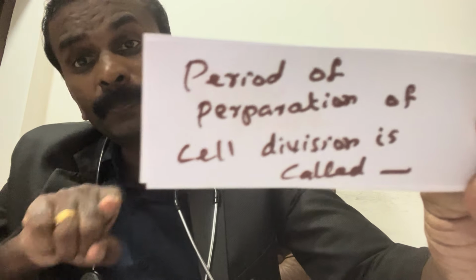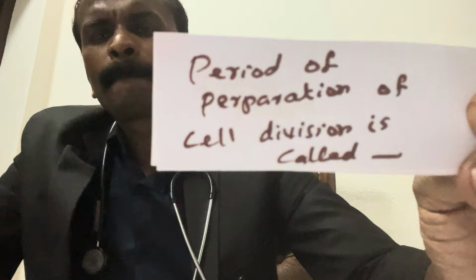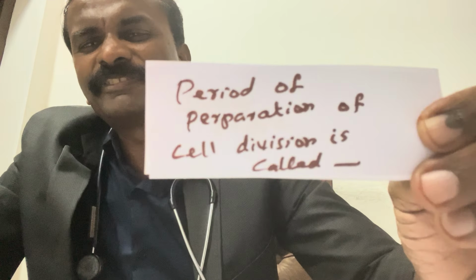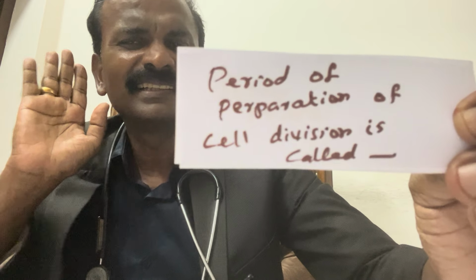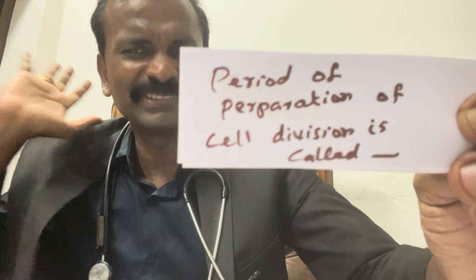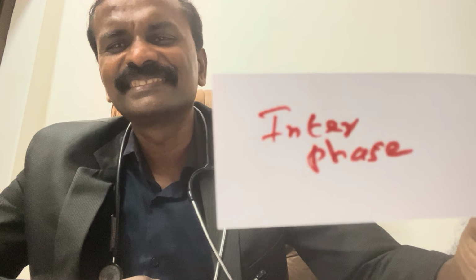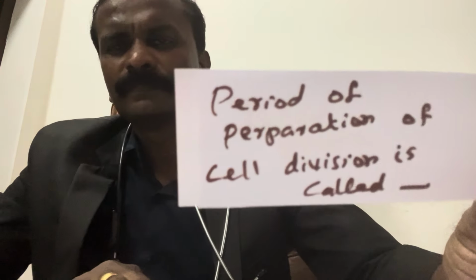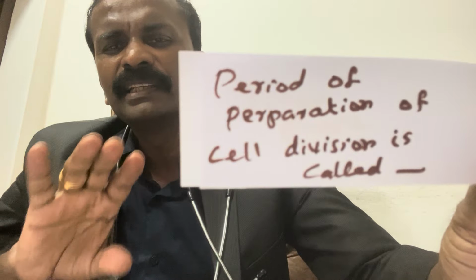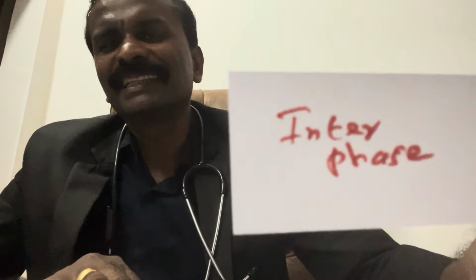Period of preparation for cell division is called what? Preparation phase is called what? Preparation means it has to be the first one only. What is the first one? The first one will be preparing, then it will go fast. First is the preparing. Which one? Interphase. Correct? So read the question very well. Period of preparation for cell division is called, preparation is the keyword. Interphase. Very easy.